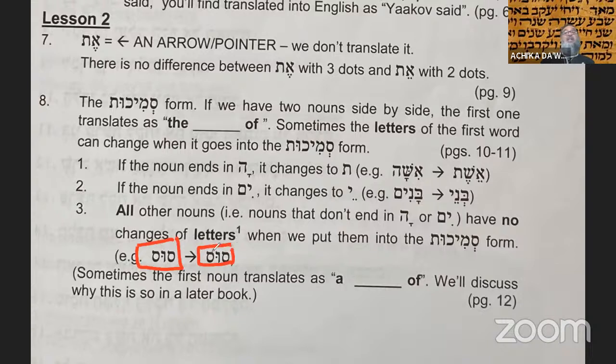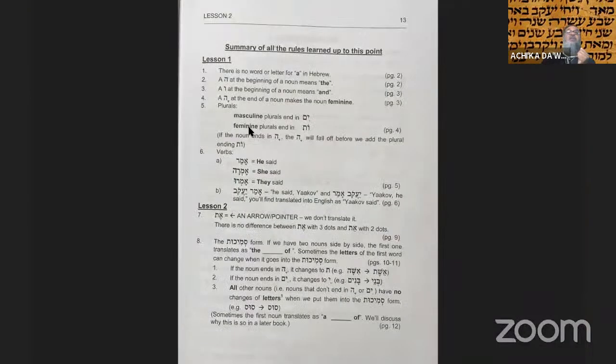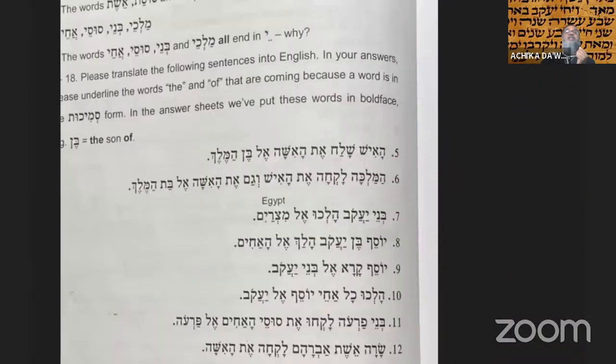you don't have to make any changes. And sometimes the first noun will translate instead of "the blank of," it'll be "a blank of." And so they say we'll discuss this later in a later book. They're not telling us why, not yet. Okay. It's interesting, but they don't tell us why. Okay. Final part of it is this.